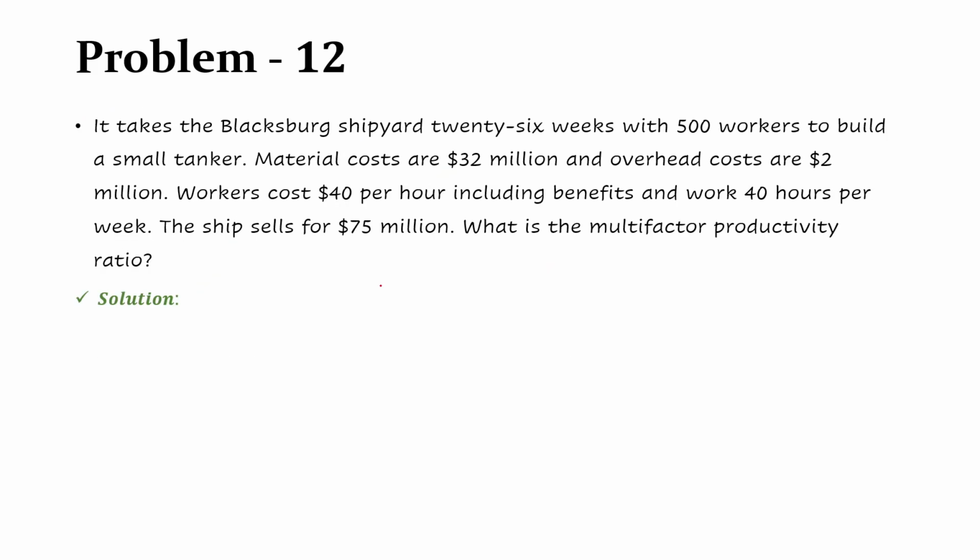In problem 12, we have the information about a ship manufacturing company. It takes 26 weeks with 500 workers to build a small tanker. Material costs are $32 million and overhead costs are $2 million. Workers cost $40 per hour including benefits and they work for 40 hours per week. The ship sells for $75 million. We are required to calculate the multi-factor productivity ratio.